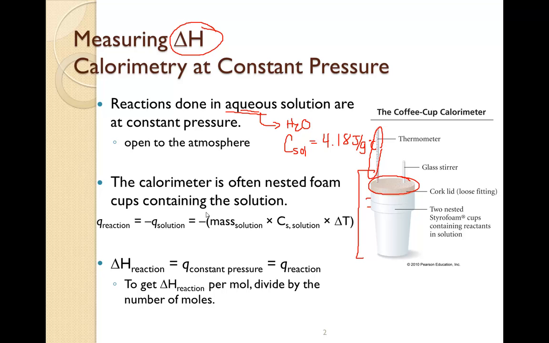If we figure out the heat of the solution, we can figure out the heat of the reaction. And then we can break it down: the mass of the solution, the specific heat of the solution, and the change in temperature. Remember, when we're talking about solution, we're talking about it being in water, meaning that this will most likely be 4.18 joules per gram degree Celsius. The delta H is then the exact same amount, but typically delta H is done per mole, which means we need to divide it by moles.